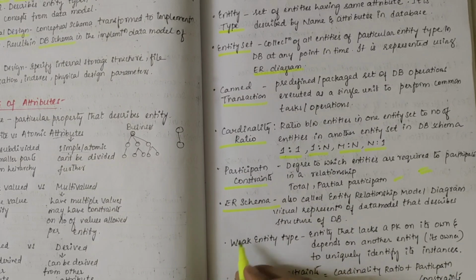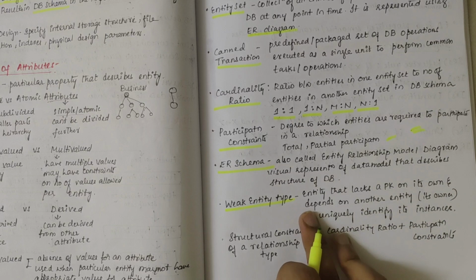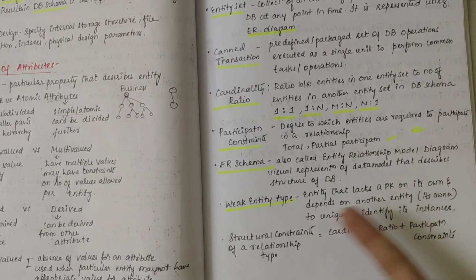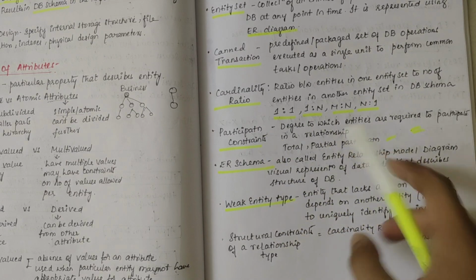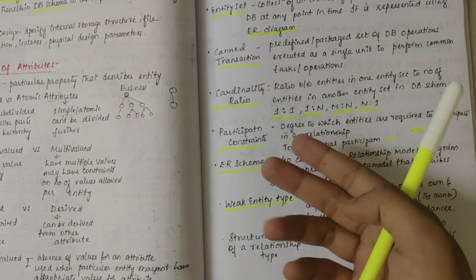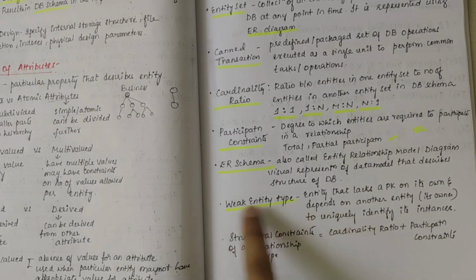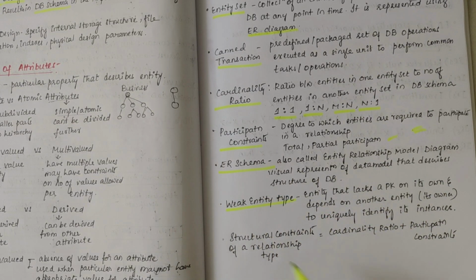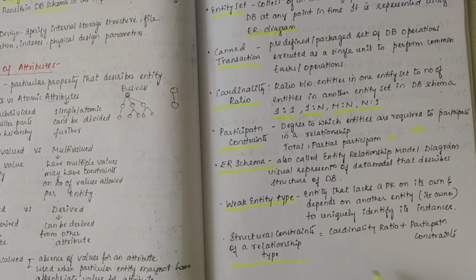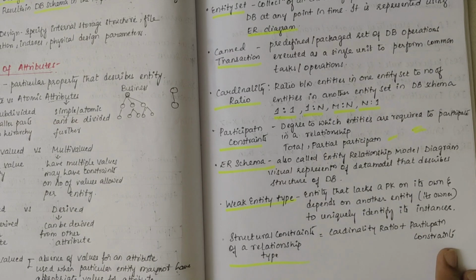Then we have a weak entity type, an entity that lacks a primary key on its own. So it depends on another entity. The entity which has the primary key would be the owner, and this weak entity comes under that. So that's about weak entity. In order to identify a weak entity, you need to make use of the owner entity's primary key. Then we have the structural constraints of a relationship. If you combine the cardinality ratio and the participation constraints, you get the structural constraints of a relationship.